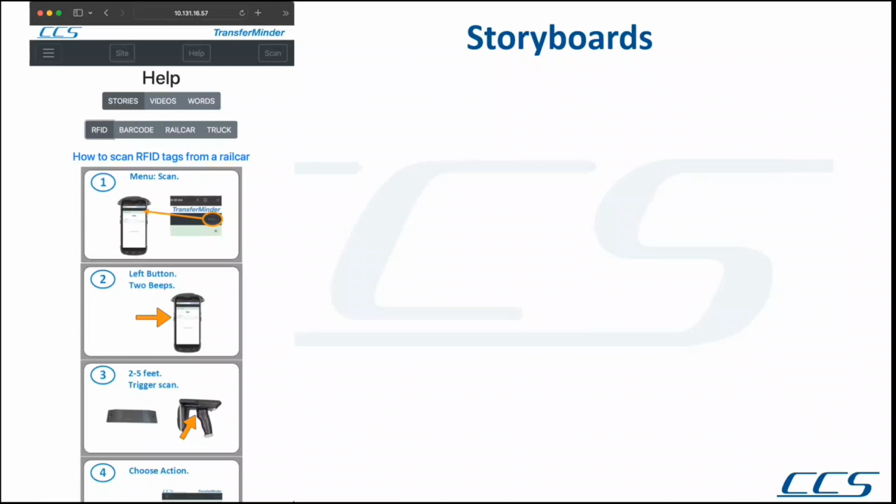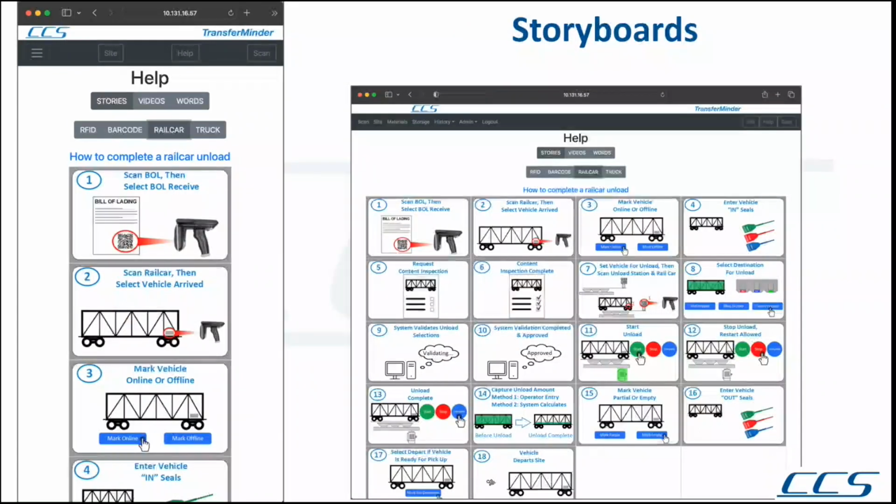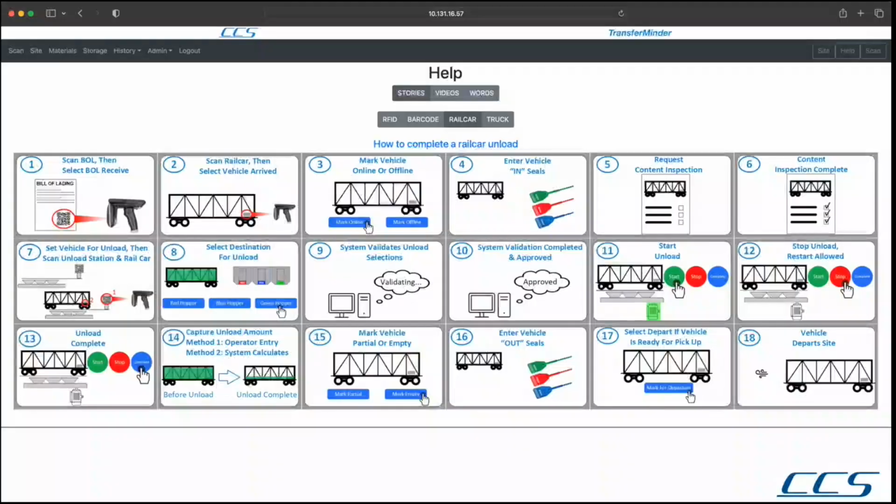Another cool thing is we talked about inline. We can actually just put the storyboards right into the app. We can see how different devices will represent the app in different ways. And these are the same storyboards that are helping us learn how to use the system, which we're able to leverage in the app. Here's another representation. And this storyboard specifically is how to complete a rail car unload. So if I follow all of these steps, I would have successfully unloaded.